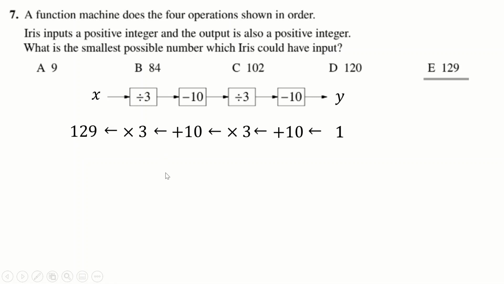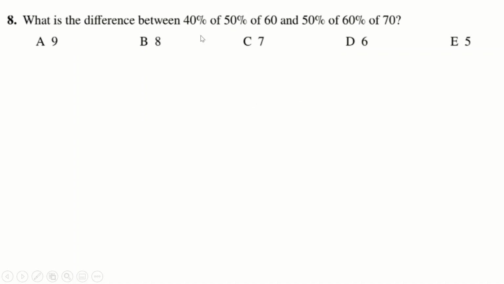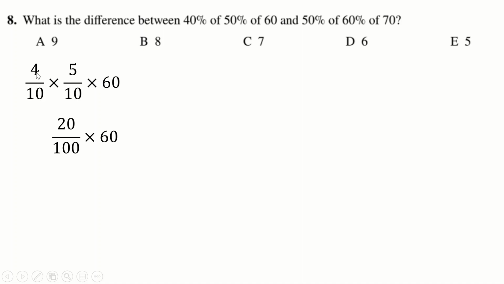43, 129. Cool. Question 8, so 40% is 4 tenths, 50% is 5 tenths, or a half of 60. Times them all together, you could have simplified these more, but it doesn't really matter. 100, 20, it's up to you how you do this, but I just simplified that to a fifth, and then that's 12.